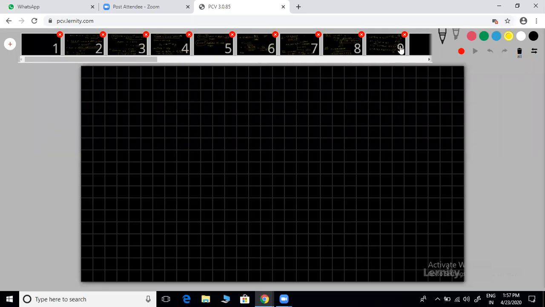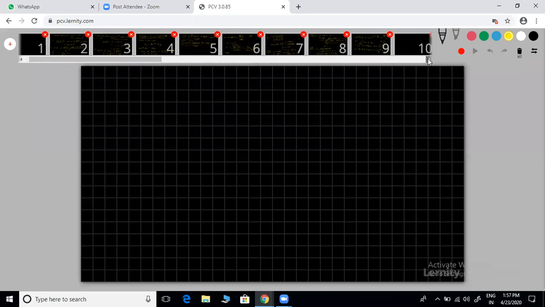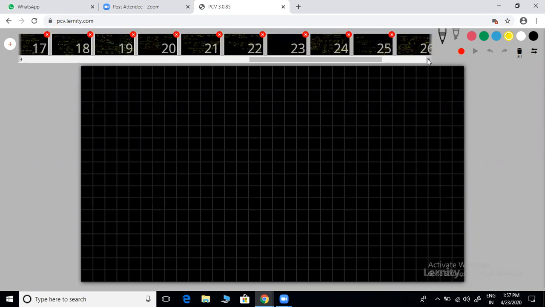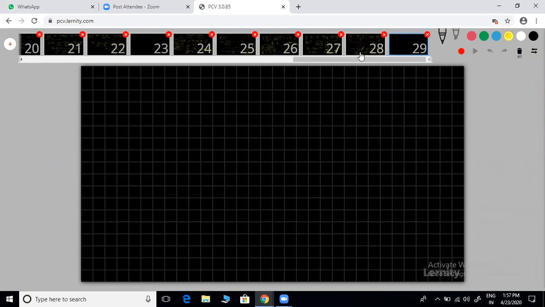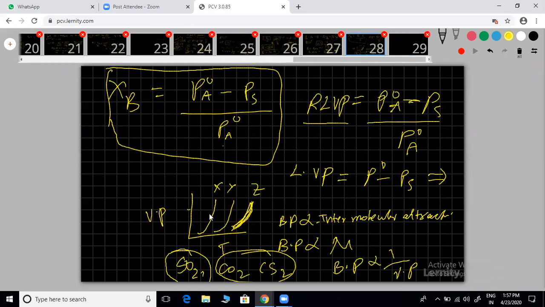So I think you understood the previous case, which is the higher intermolecular force of attraction. What is the order of this one? Z has the highest intermolecular force of attraction, next Y, next X. Okay, fine.